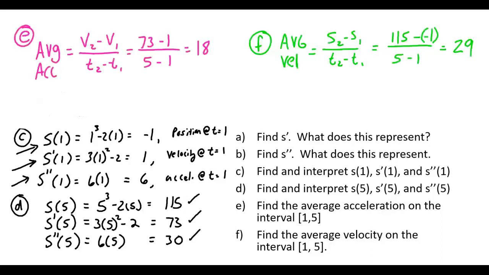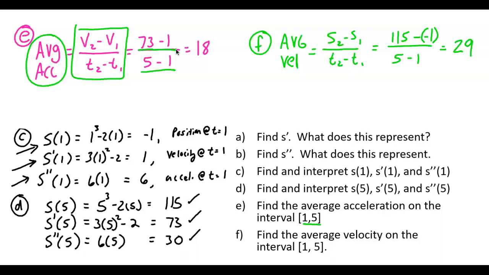So basically on parts E and F, you're going to be using your answers from parts C and D. To find average acceleration on the interval from 1 to 5, you're going to use this formula here where you do your second velocity minus your first velocity over your second time minus your first time. Now the time they told us is 1 and 5, so that's what goes in the denominator. The velocity at 5 was 73 and the velocity at 1 was 1. And so v2 minus v1 over t2 minus t1 is going to be 18. So that would be your average acceleration, and that tells you how much your velocity is increasing or decreasing over time. In this case, it's positive, so it's increasing.